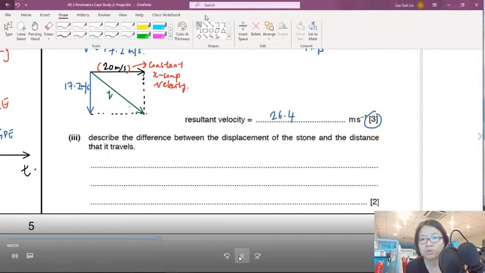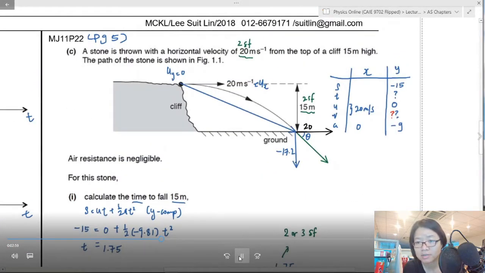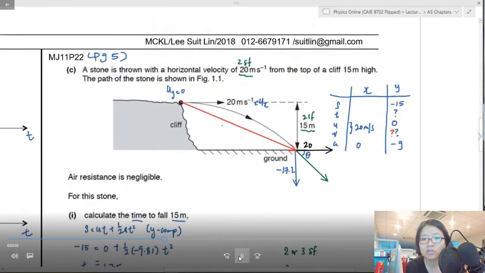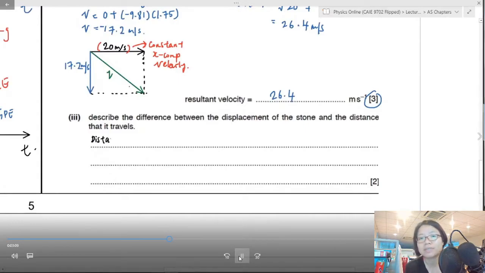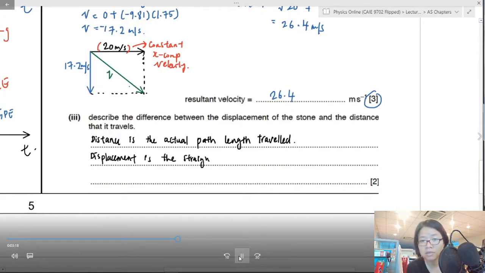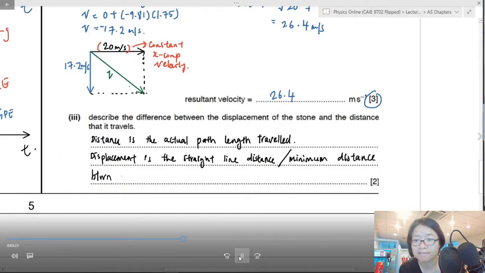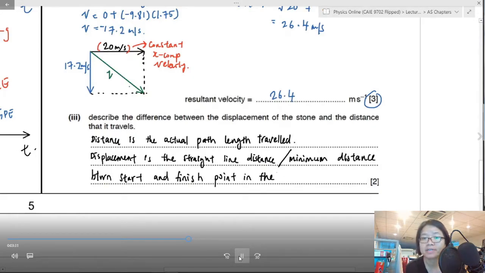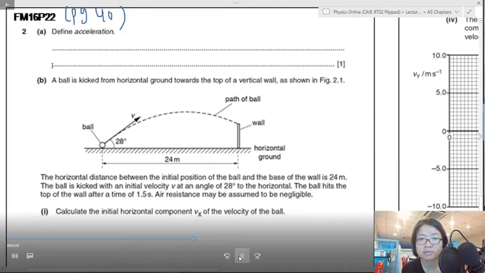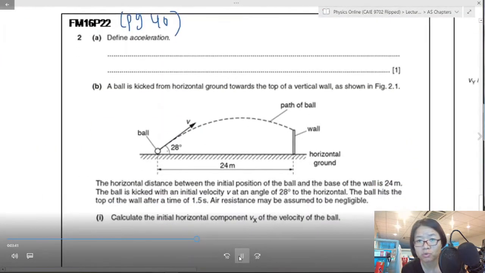Okay, next part, describe the difference between displacement and distance traveled by the rock. The red arrow is the displacement, and the black arrow is the distance traveled. So how do you describe that? Well, distance is the total path length of the ball. And displacement would be, you can use the term closest distance, or you can say the straight line distance or minimum distance connecting the initial and final position of the ball. Okay, the start and finish point. And if you want to be extra safe, you can say in that direction to indicate that displacement is a vector.